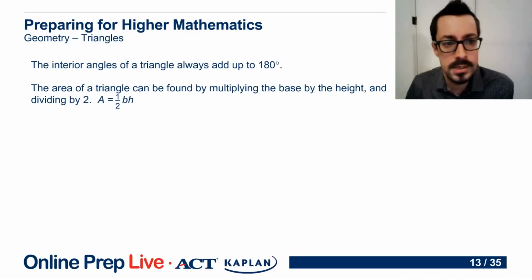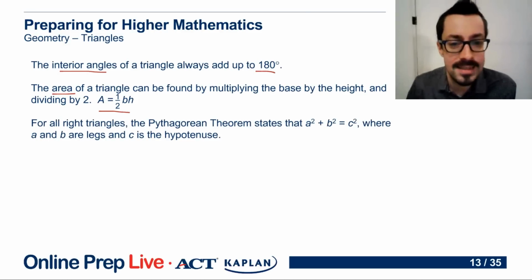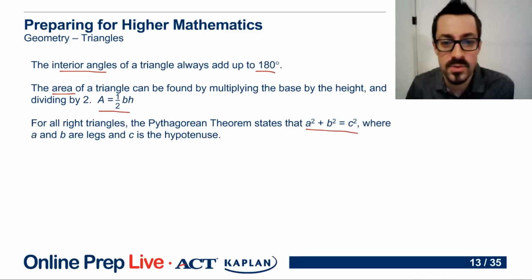For example, interior angles always add up to 180. The area of a triangle is 1/2 the base times the height. What other things about triangles? If you have a right triangle, you can remember the Pythagorean theorem, which is a squared plus b squared equals c squared. Again, if it's been a while for you that you've dealt with these, don't worry. I mean, we'll talk about them.